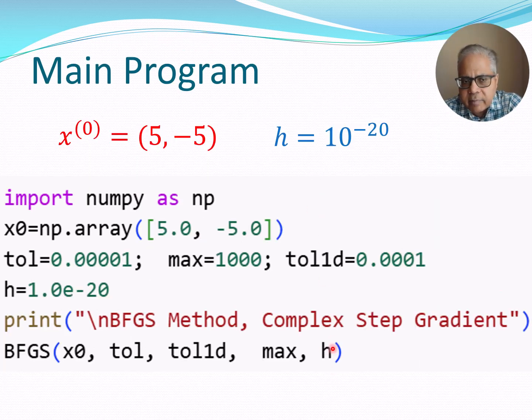Let us write the main program. Essentially, I have x0 as the starting point. I have tolerance, tolerance 1D, and max as three numbers which I use inside the code. I have h as 1e minus 20, and then I print BFGS method complex step gradient, and then I call the BFGS method here. Now in the complex step derivative, I am using a very small h, so that is 10 to the power minus 20.